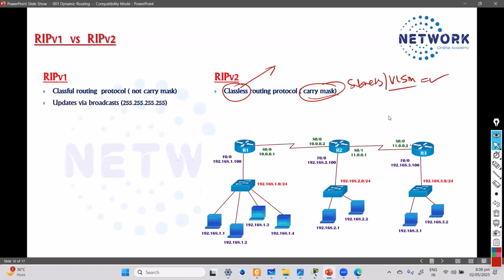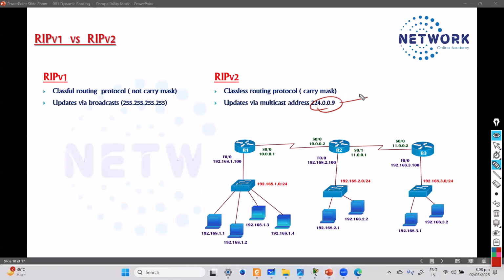And the other thing is that the updates are sent via multicast. So there is a special class D address reserved called 224.0.0.9. So whenever any update is sent on 224.0.0.9, it is specially for RIP updates. So if the opposite router is running RIP, then it will listen to those updates. If the opposite router is not running RIP, it will not listen to that update. That is one additional thing.